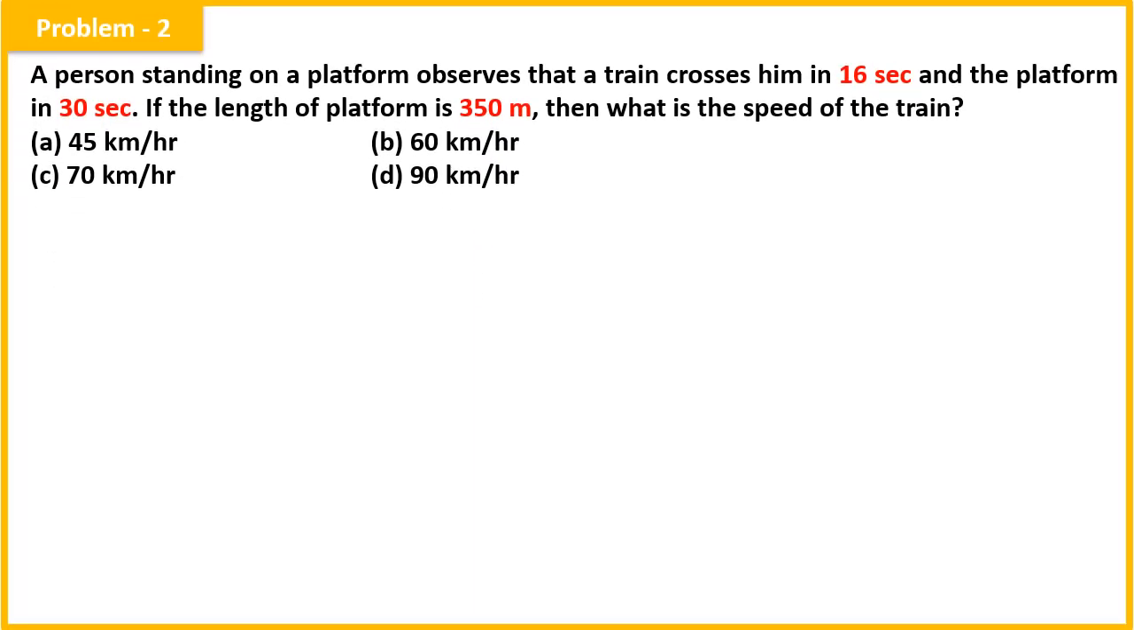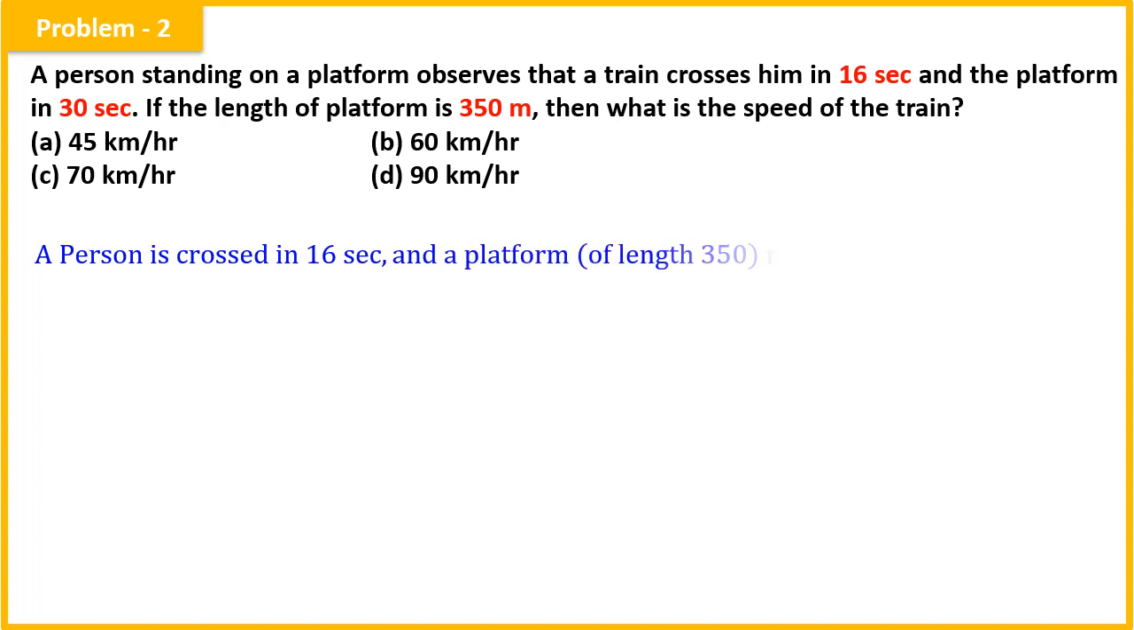Problem 2. A person standing on a platform observes that a train crosses him in 16 seconds and the platform in 30 seconds. If the length of the platform is 350 meters, then what is the speed of the train? Well, you can pause this video and try the question on paper, and once you have solved it, you can resume the video to look at the solution. Okay, now what is given in this problem? The person is crossed in 16 seconds only, and the platform, which is of length 350 meters, in 30 seconds.